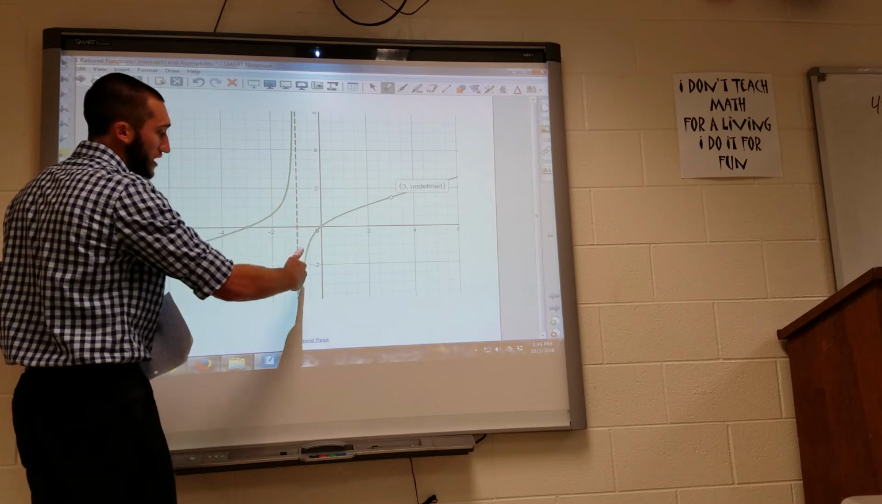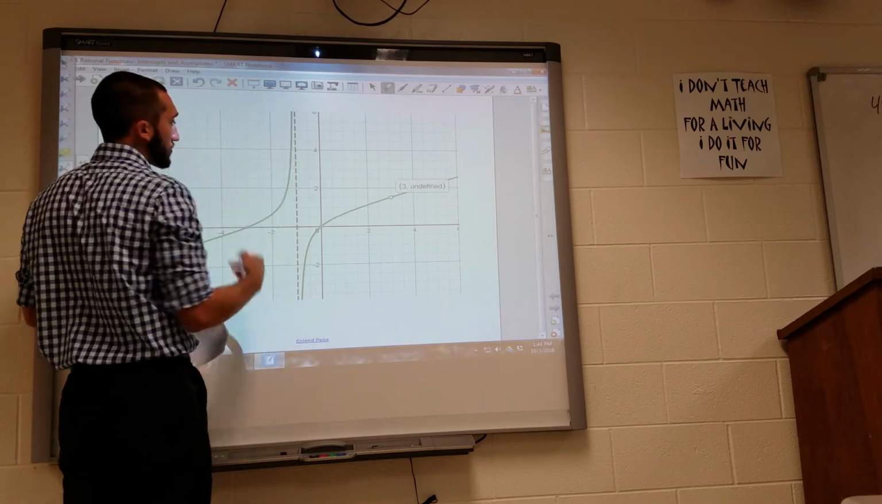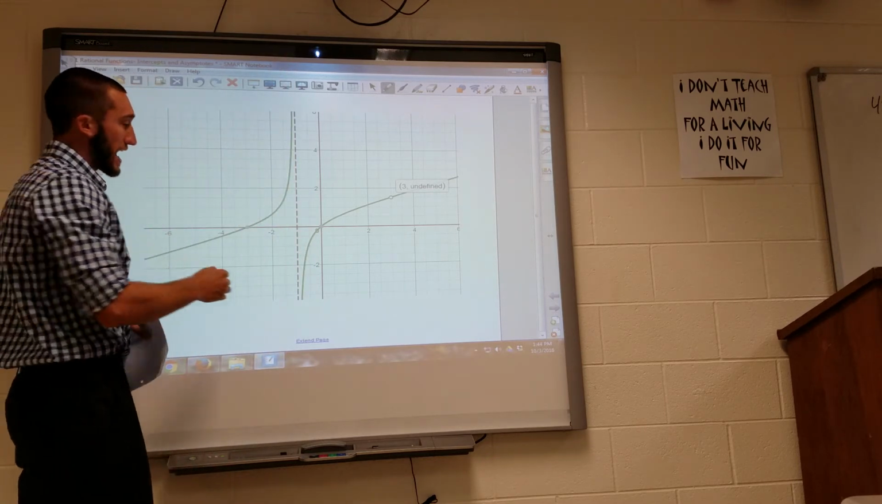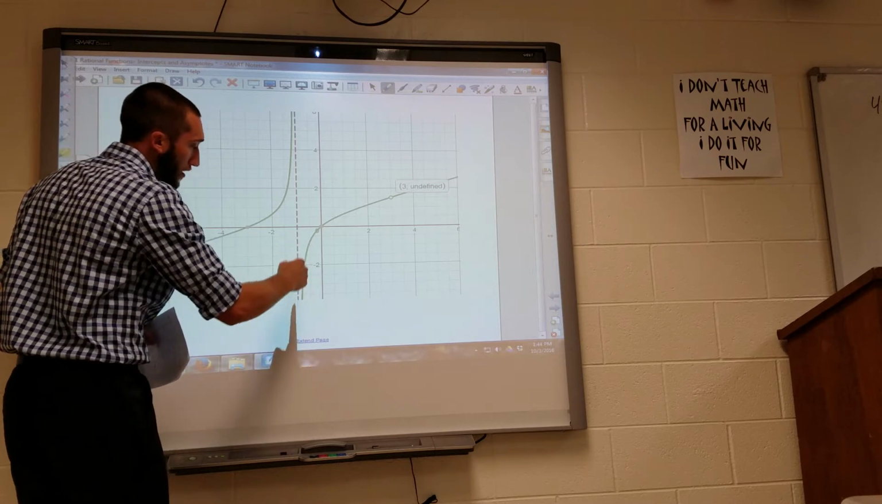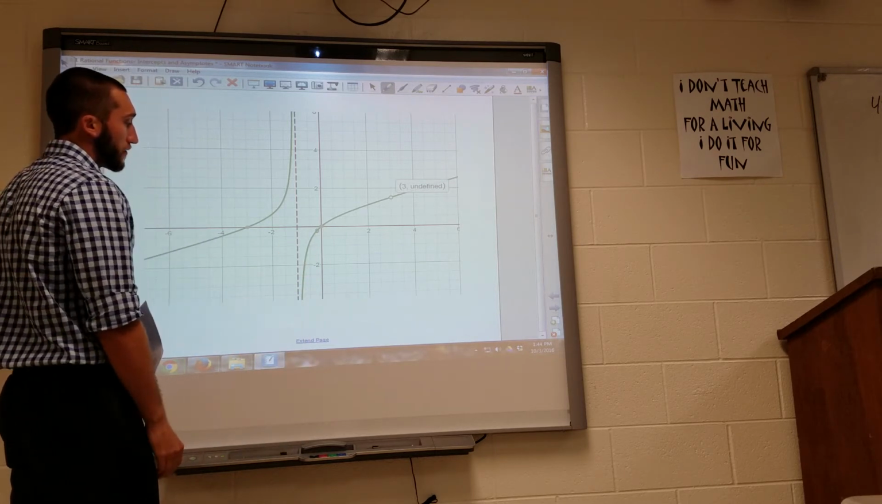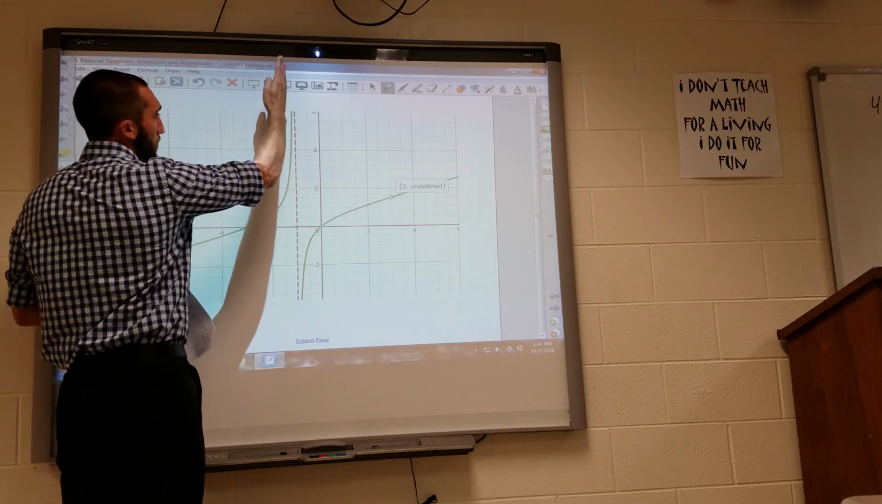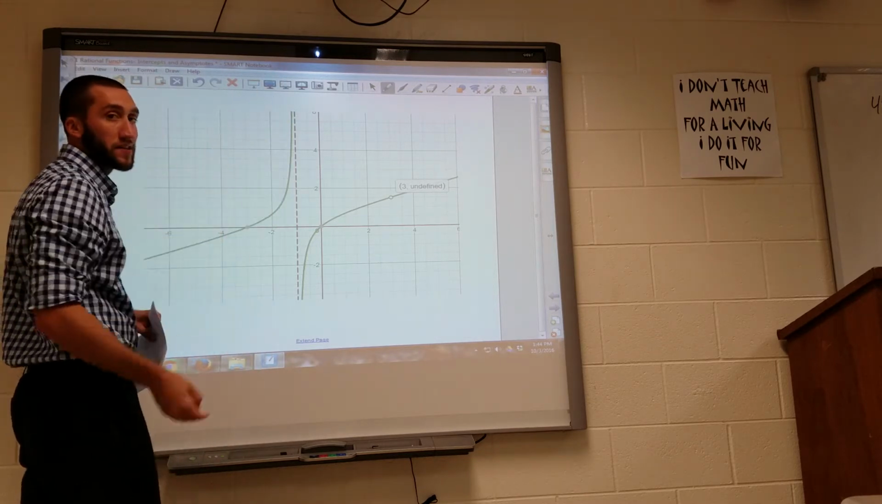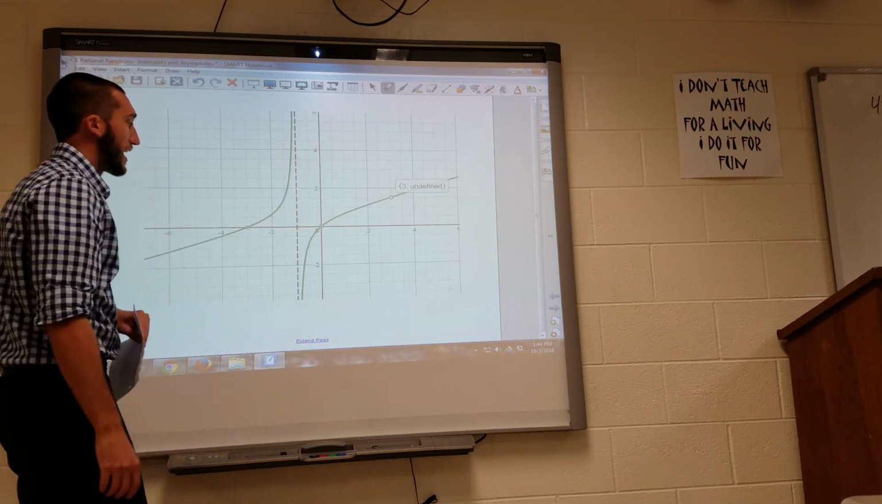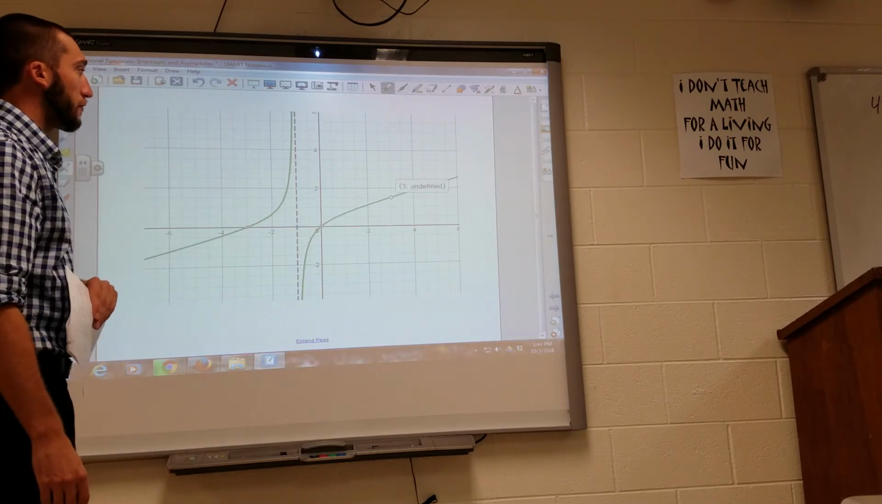It's going to approach that line, right? So it's going to approach x equals negative 1, but it's never actually going to cross that. This is just going to go on forever towards negative infinity, but never cross the line x equals negative 1. Same thing here. This is going to go towards positive infinity, but never cross the line x equals negative 1.